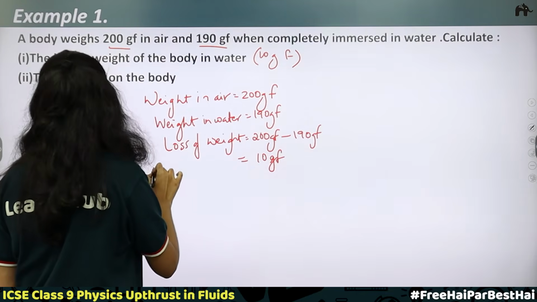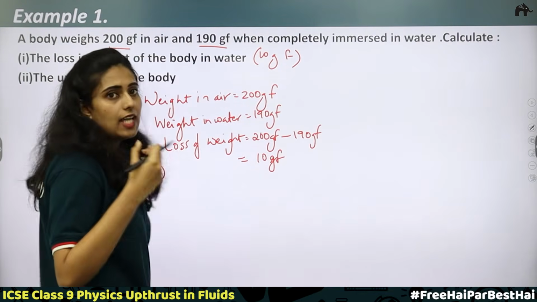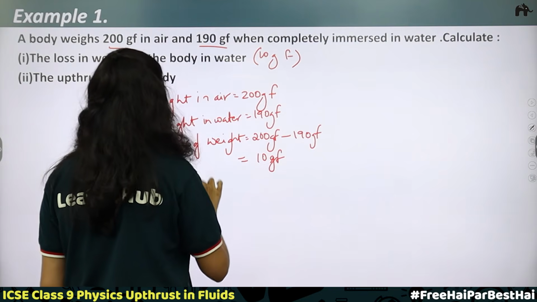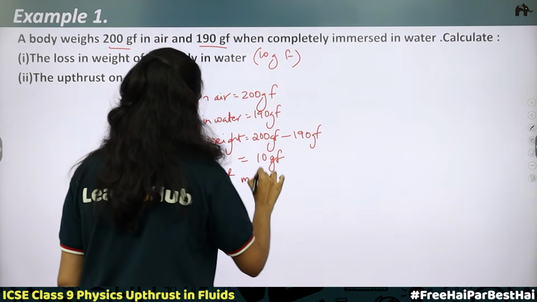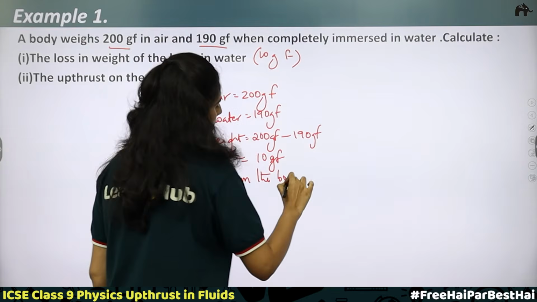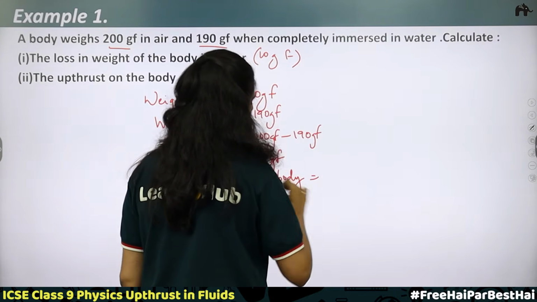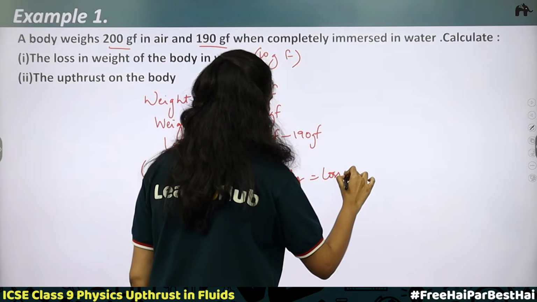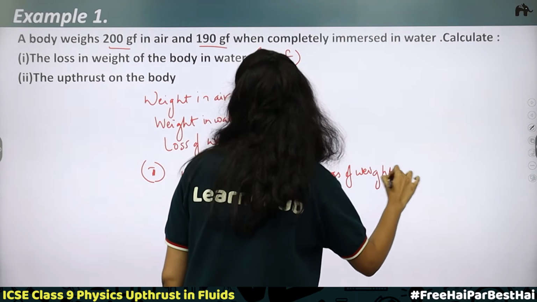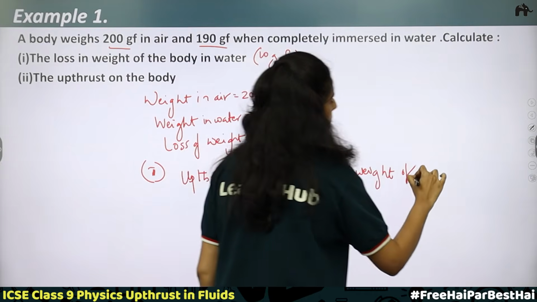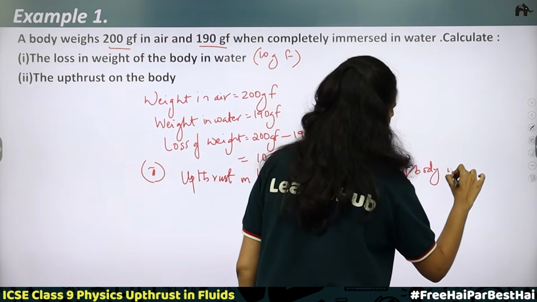Next, the second part of the question, the upthrust. We know that, according to Archimedes' principle, the upthrust on the body is equal to the loss of weight of the body in water.